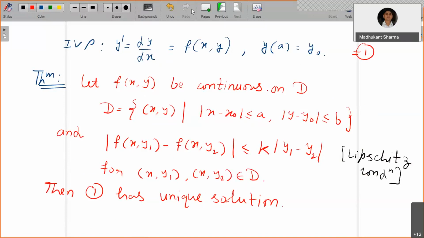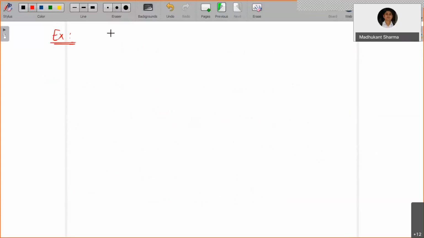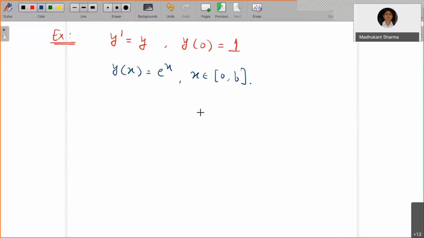Okay, so let's take one example. Let us consider the equation y dash equals y, with y at 0 equal to 1, which you can solve using the variable separable method. You can write dy by dx equals y, so dy by y equals dx, and you can integrate and find the arbitrary constant, and show that the solution will be y of x equals e to the power x, where x belongs to 0 to b.